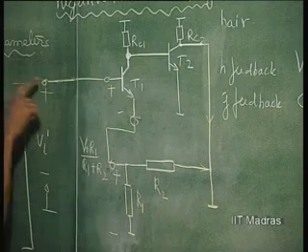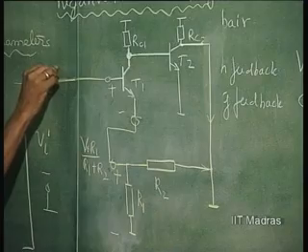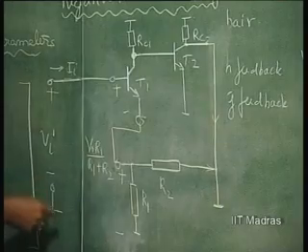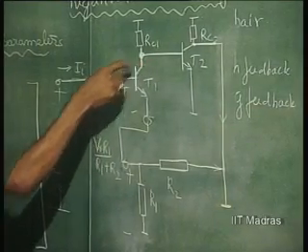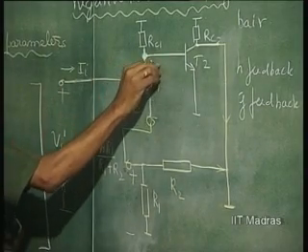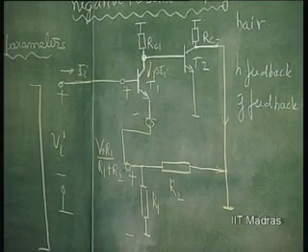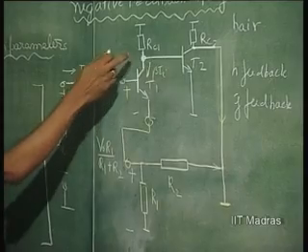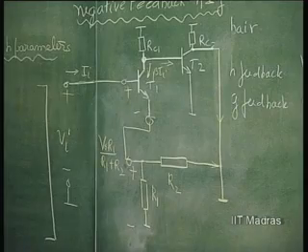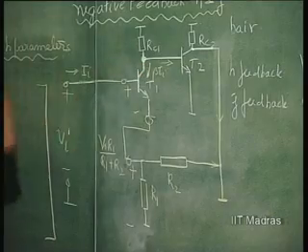I short the output and find out the current gain from input to output. When I have an input current I_i, this current at this point is going to be beta times I_i, that we know. This beta times I_i is going to split between this resistance and the impedance seen from here. So the current gain is, one value is beta straight away; from here to here there is a gain of beta.